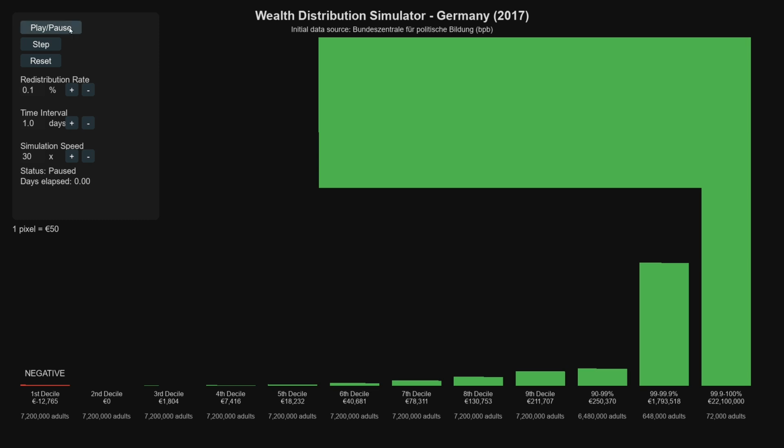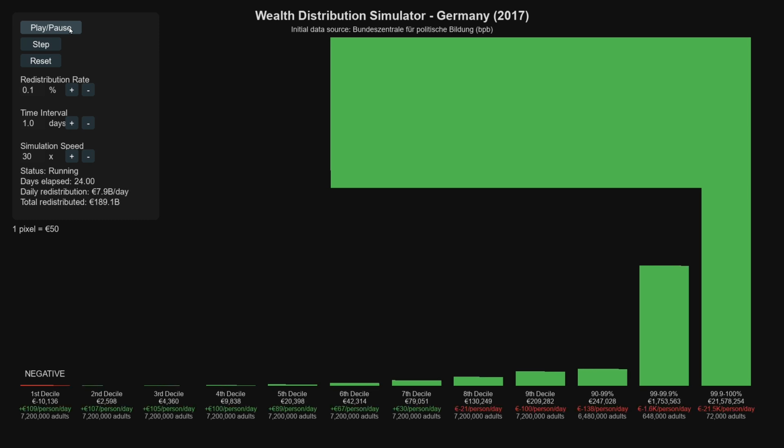The simulator has to bend the bars because a straight bar would extend way beyond the screen. Now let's see what happens when we introduce a tiny bit of wealth redistribution, just 0.1% of wealth per day, and distribute it equally to everyone. I'm hitting play and you can see the bars starting to change.